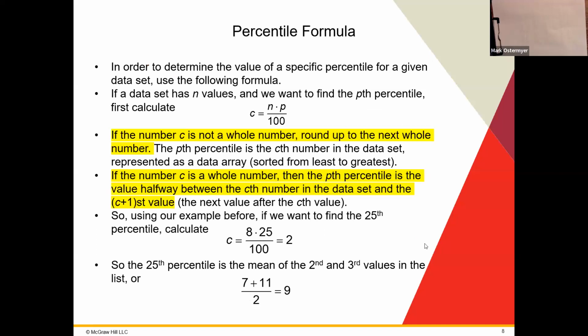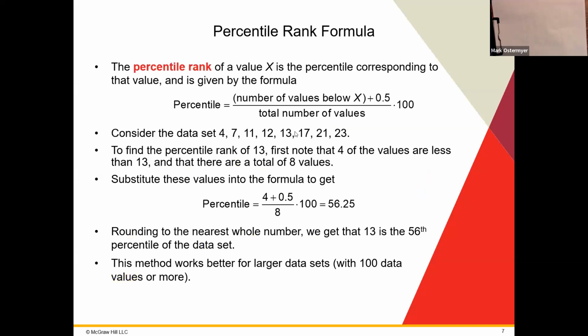Notice 9 is not actually a data point in the data set. So a percentile value may or may not actually be in the data set as a data value. All right, so this is the criteria we're going to use, ladies and gentlemen, for computing percentiles and finding percentile values. We're going to use this formula coupled with this formula here. So this is the way we're going to crank them out.